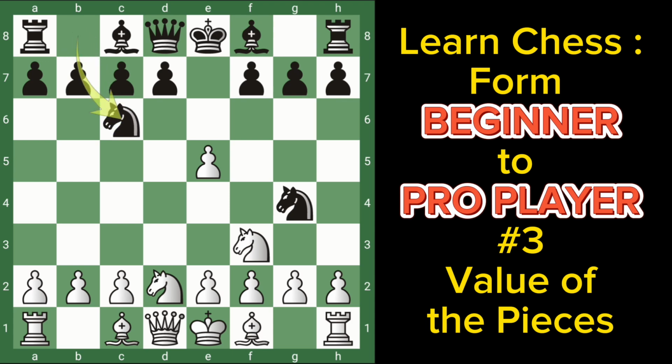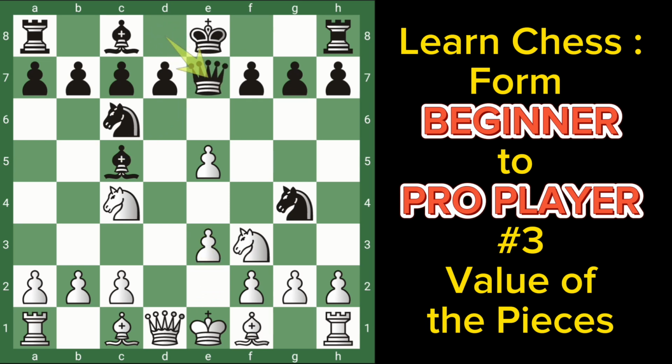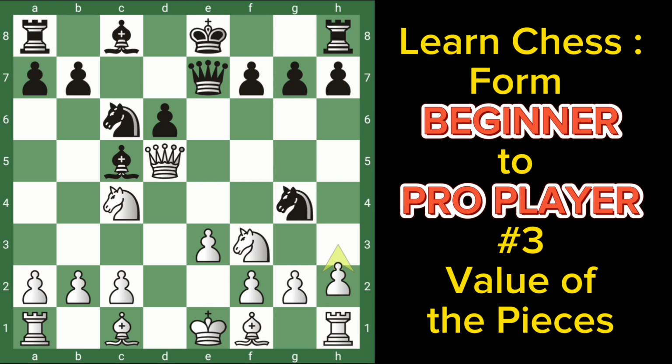Knight C6. Knight C4. Bishop C5. E3. Queen E7. Queen D5. D6. E takes D6. C takes D6. H3.